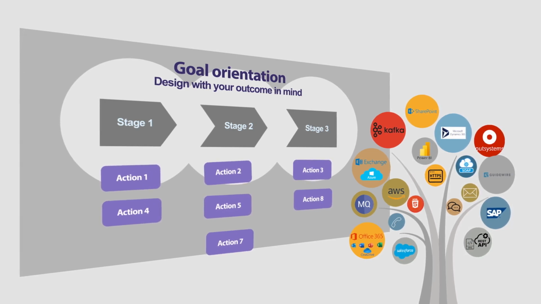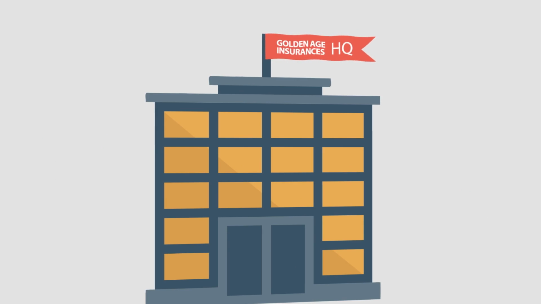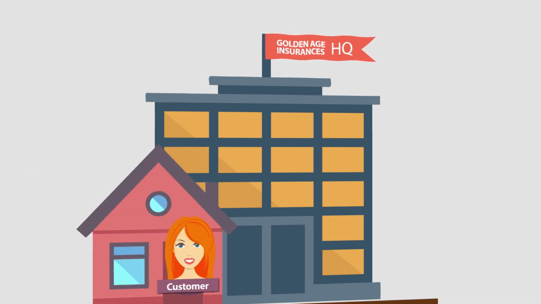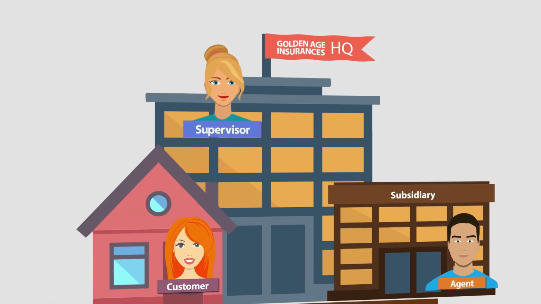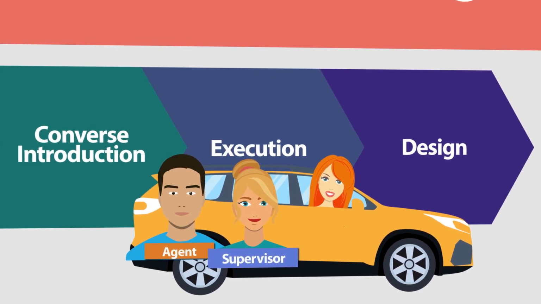In this video series, we will examine a typical business value stream using the company Golden Age Insurances as an example. Throughout the process of buying car insurance, all stakeholders, including customers, insurance agents, and supervisors, will use Converse to collaborate effectively. In the next video, we will see how they work on a value stream using Converse Client.